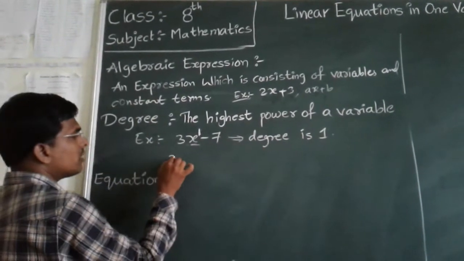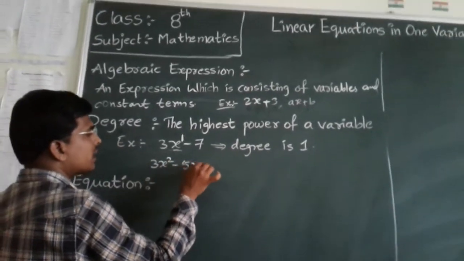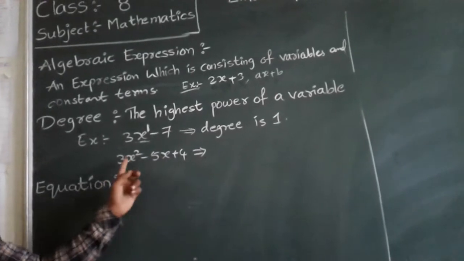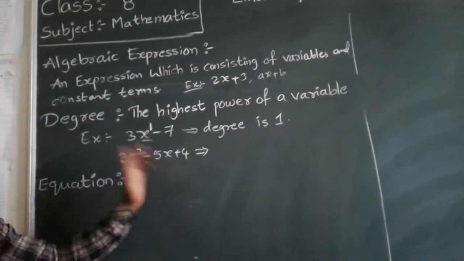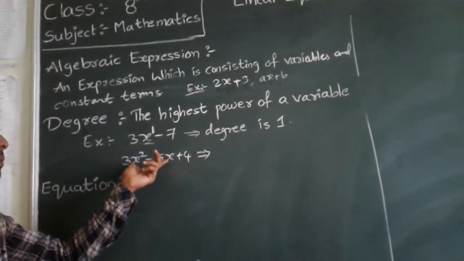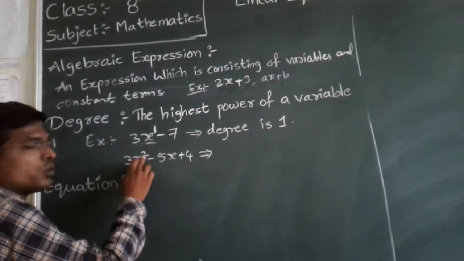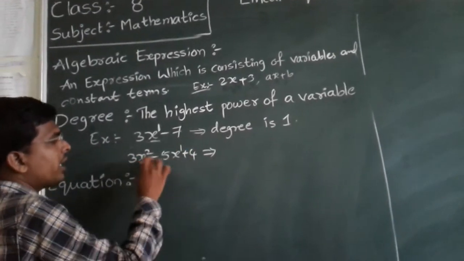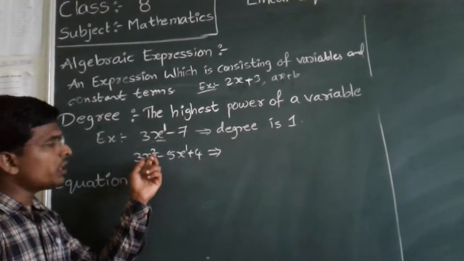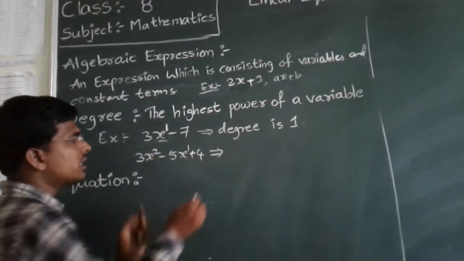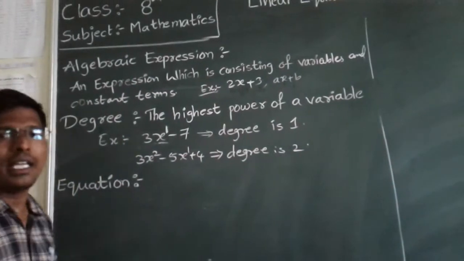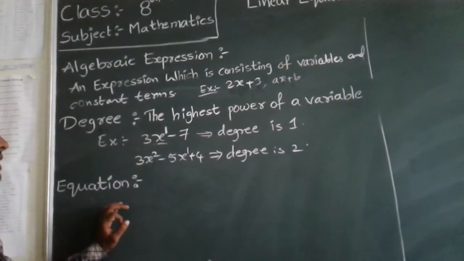For example, take 3x square minus 5x plus 4. In this expression we have the variable x two times, in 3x square and minus 5x. In both situations we should know the powers. Here the power is 2 and here the power is 1. In both cases, what is the highest power? Of course 2 is the highest power. So the degree is 2. The highest power of a variable is known as degree.